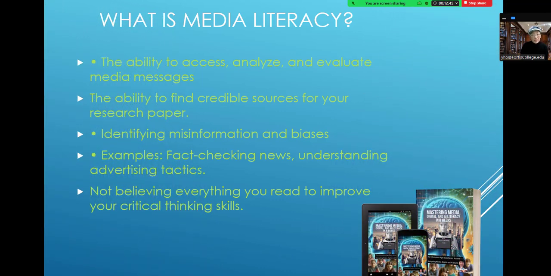So media literacy is the ability to access and analyze media messages, the ability to find credible sources for your research paper, identifying misinformation and biases. Examples: fact-checking news, understanding advertising tactics, and not believing everything you read to improve your critical thinking skills. So always be skeptical of what you read. Always fact check everything you read. And never trust advertisements, because advertisements like to exaggerate their facts to get you to buy their product. And that's all part of media literacy.